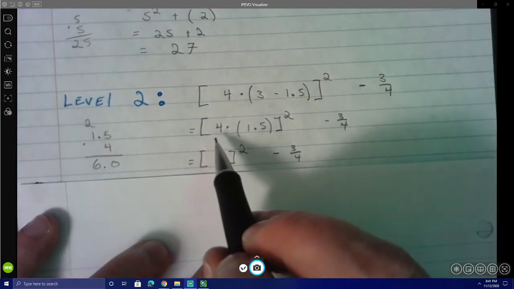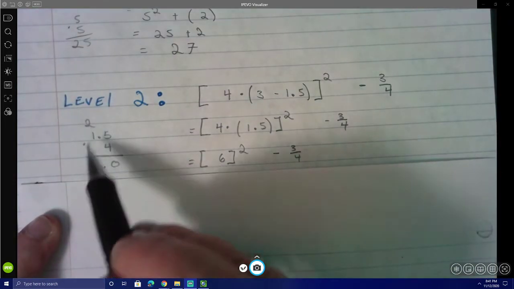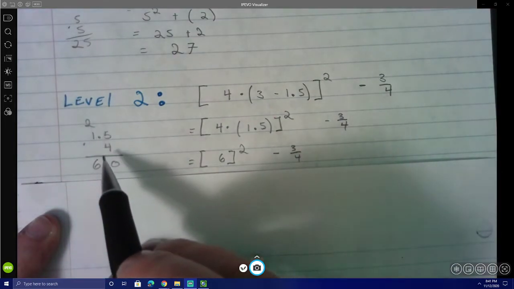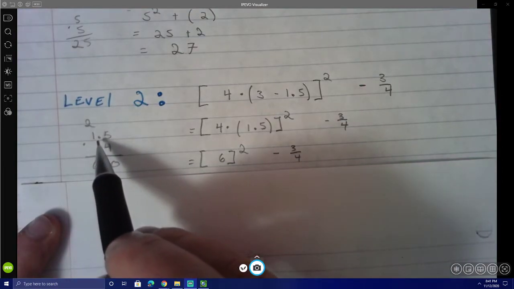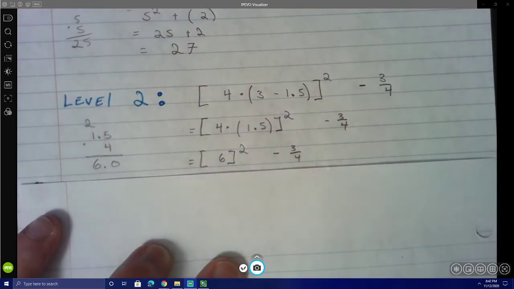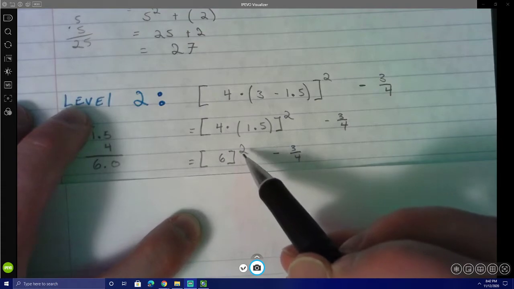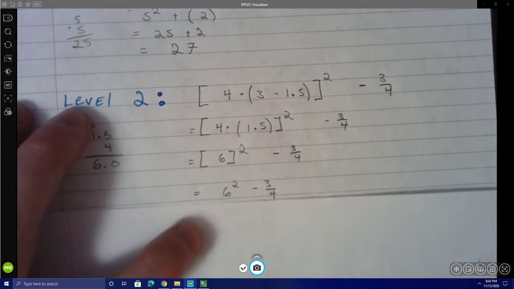From here, I did my multiplication of 4 times 1.5. Right here you can check my work. I did my normal multiplication, and because there was only 1 decimal, I moved 1 decimal over and put my decimal there. I'm left with 6 squared minus 3/4.